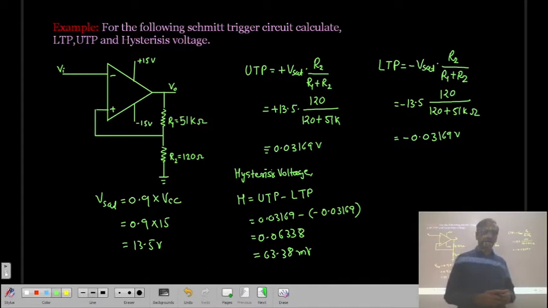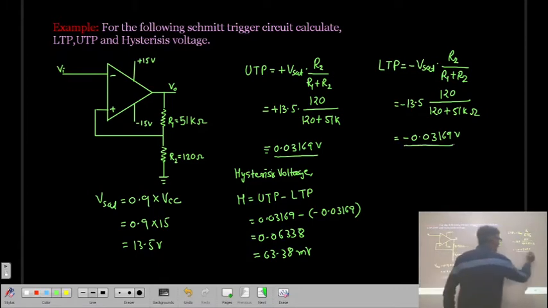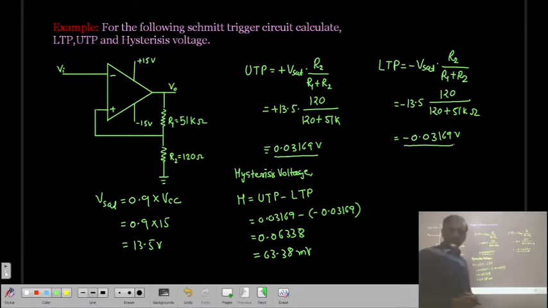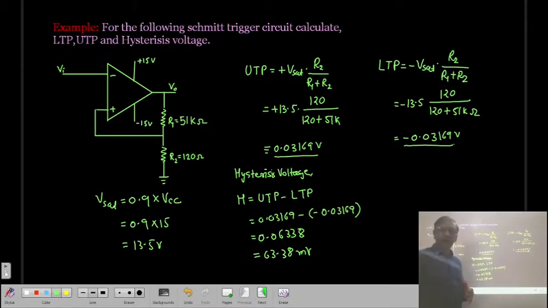Now we will discuss another type of Schmitt trigger circuit where the LTP and the UTP will be different. Here we have calculated that the magnitudes of the UTP and the LTP are both the same, so we have a symmetrical hysteresis curve. But in certain applications, we require different values of the LTP and the UTP. Then we have to modify the circuit. Now let us see what that is.